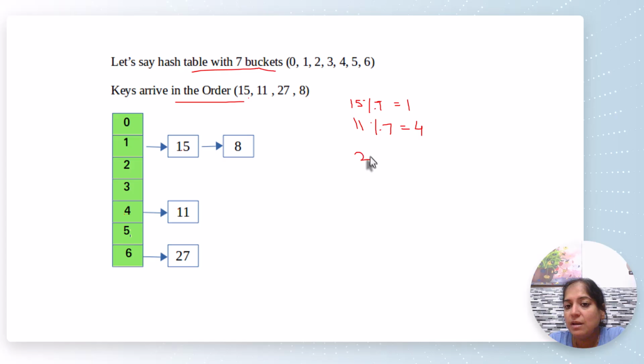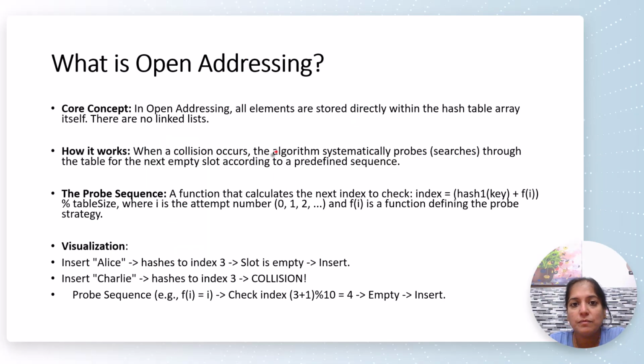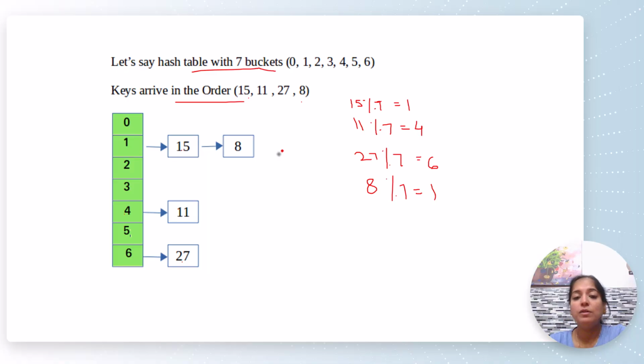Then 27. 27 modulo 7 gives you 6. So at index 6, value 27 is stored. The next value is 8. 8 modulo 7 again gives me 1. So at index 1, we will create one more node in this linked list, and in that node, we are going to store the value 8. So collision is resolved here. This is one way of solving the collision.